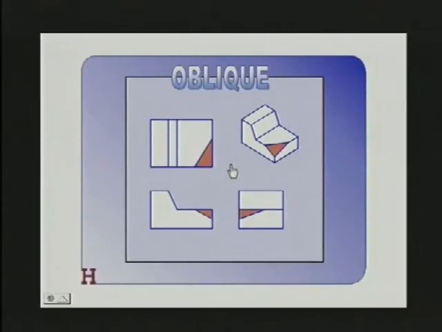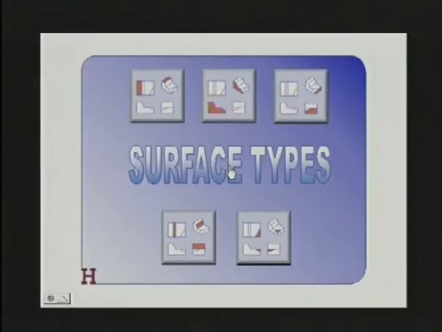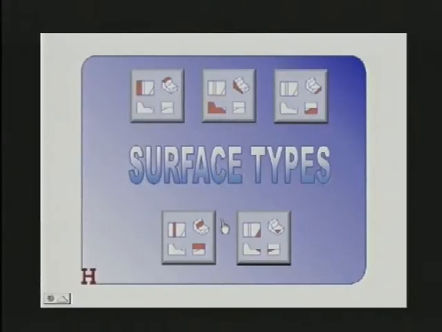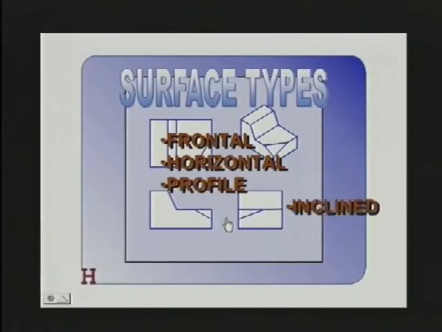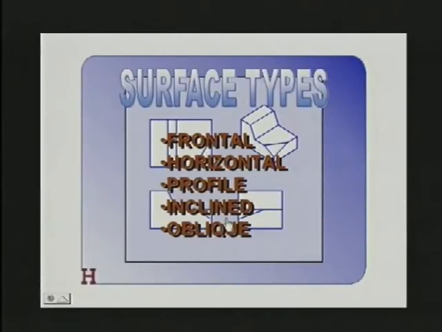So there you've seen the different surface types, and it's important for you to be able to look at an object, pick out a surface, and identify what type of surface that is. Keep in mind that we have frontal, horizontal, profile, inclined, and oblique surfaces.